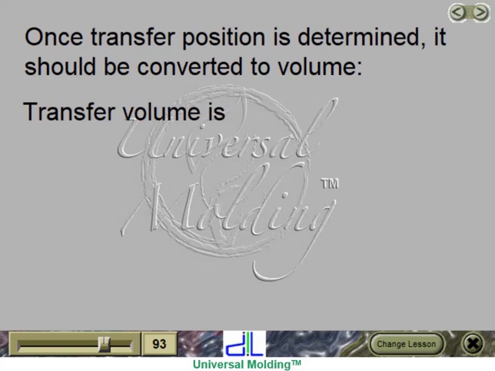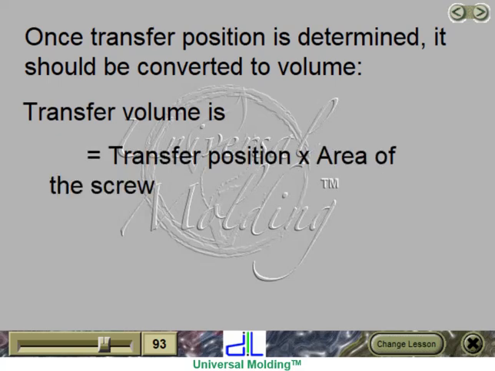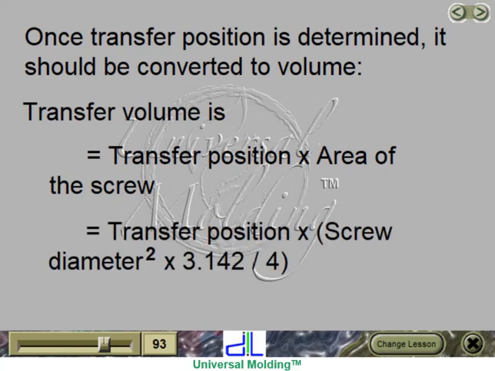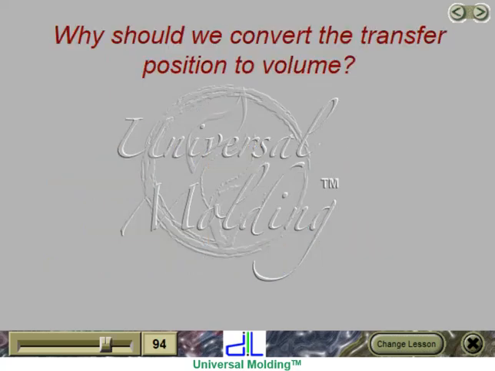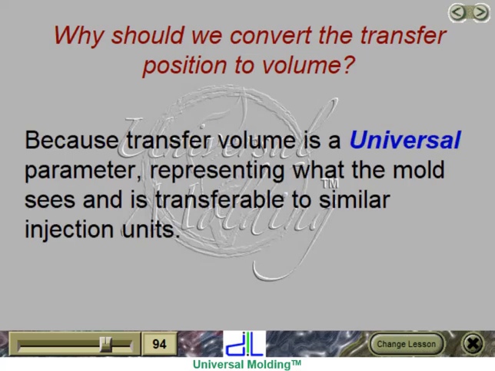Transfer volume is equal to transfer position times area of the screw. This is also equal to transfer position times screw diameter squared times pi, all divided by 4. Why should we convert the transfer position to volume? Because transfer volume is a universal parameter, representing what the mold sees and is transferable to similar injection units.